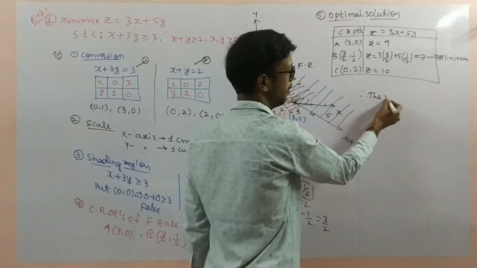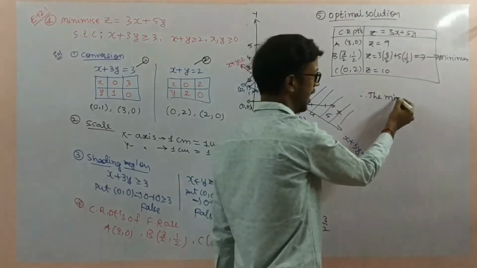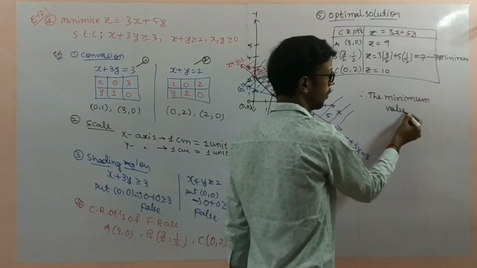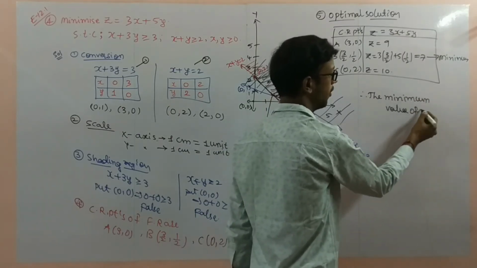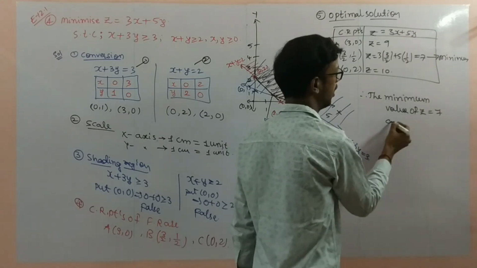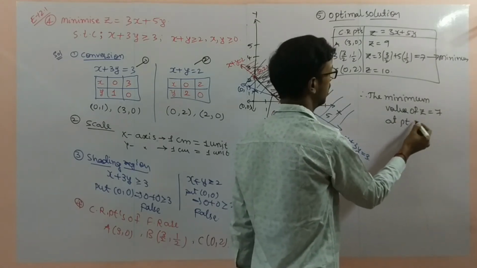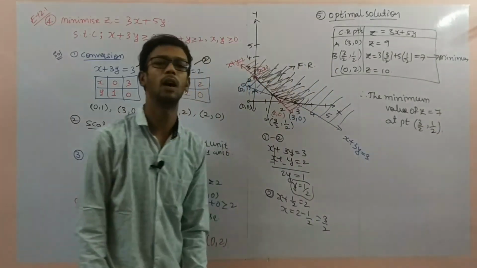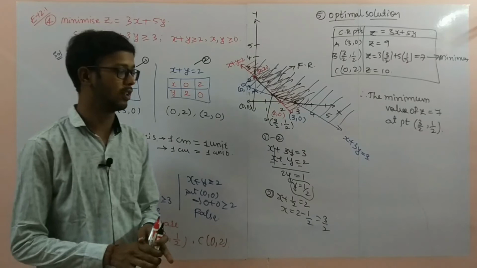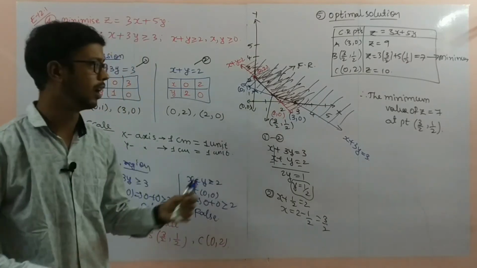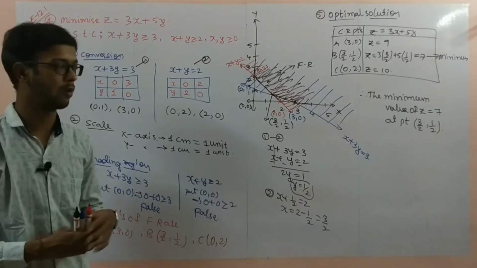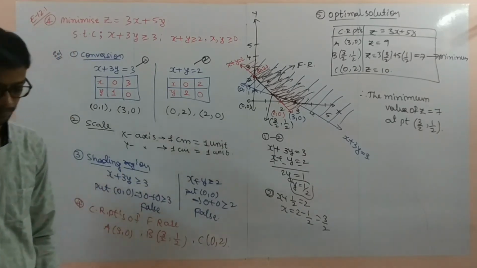Therefore, the minimum value of Z equals 7 at the point (3/2, 1/2). So this is the way of finding the solution. The unbounded case is also handled the same way. Pause the video to note it down.